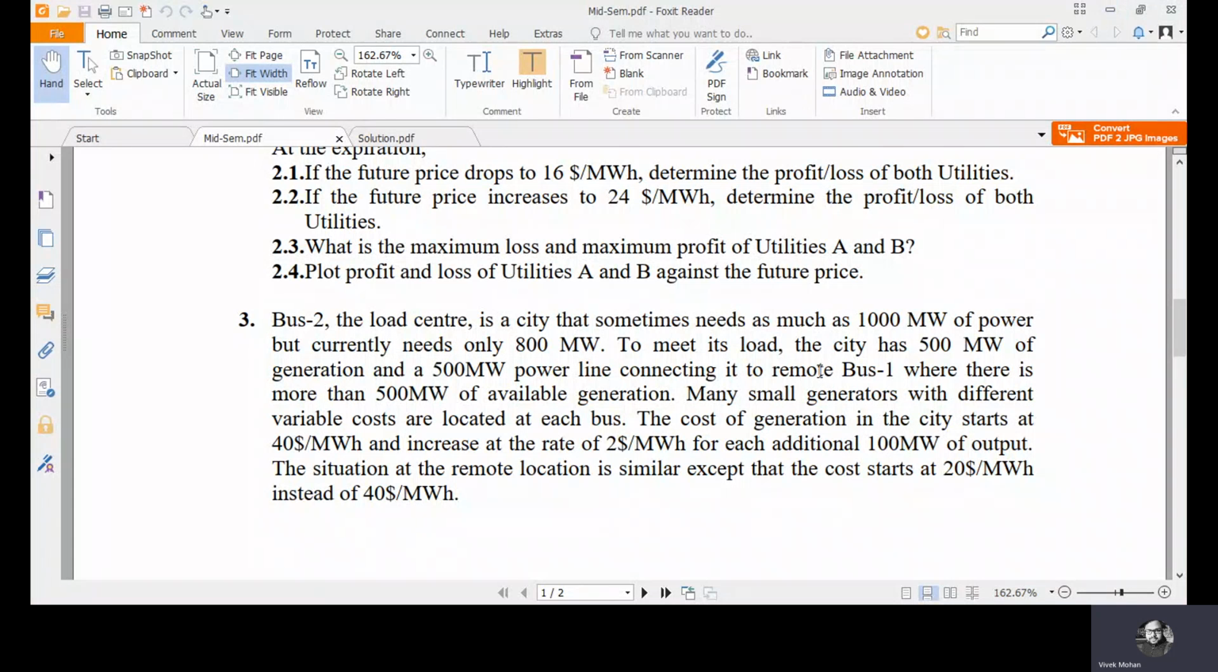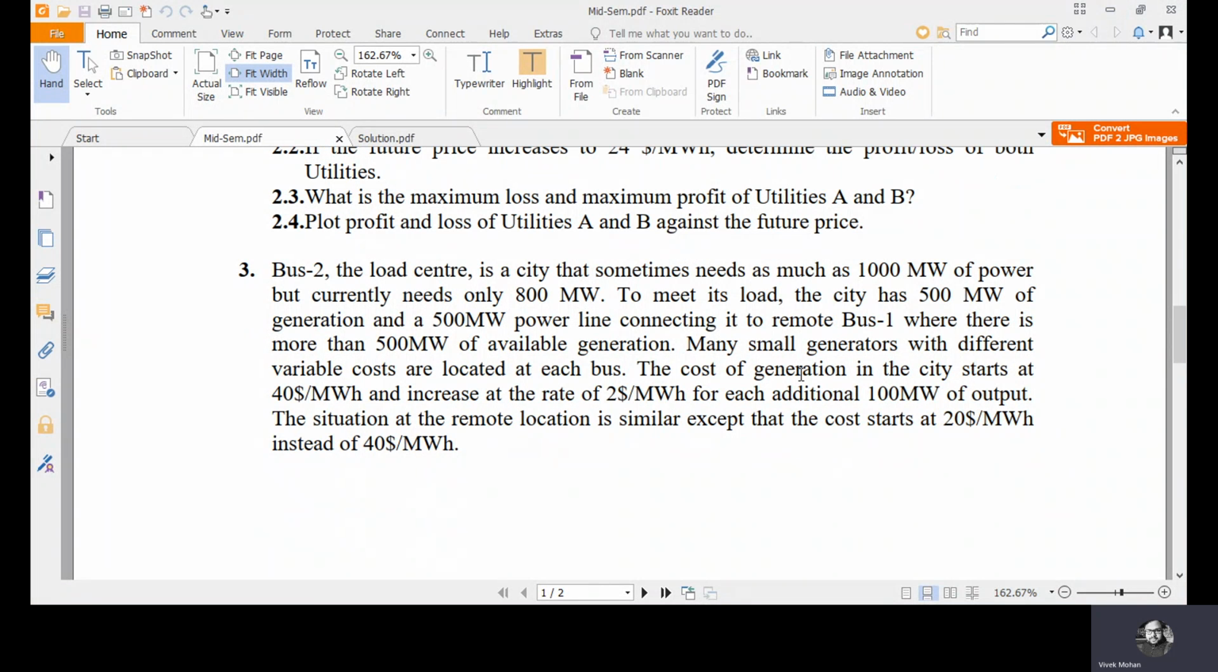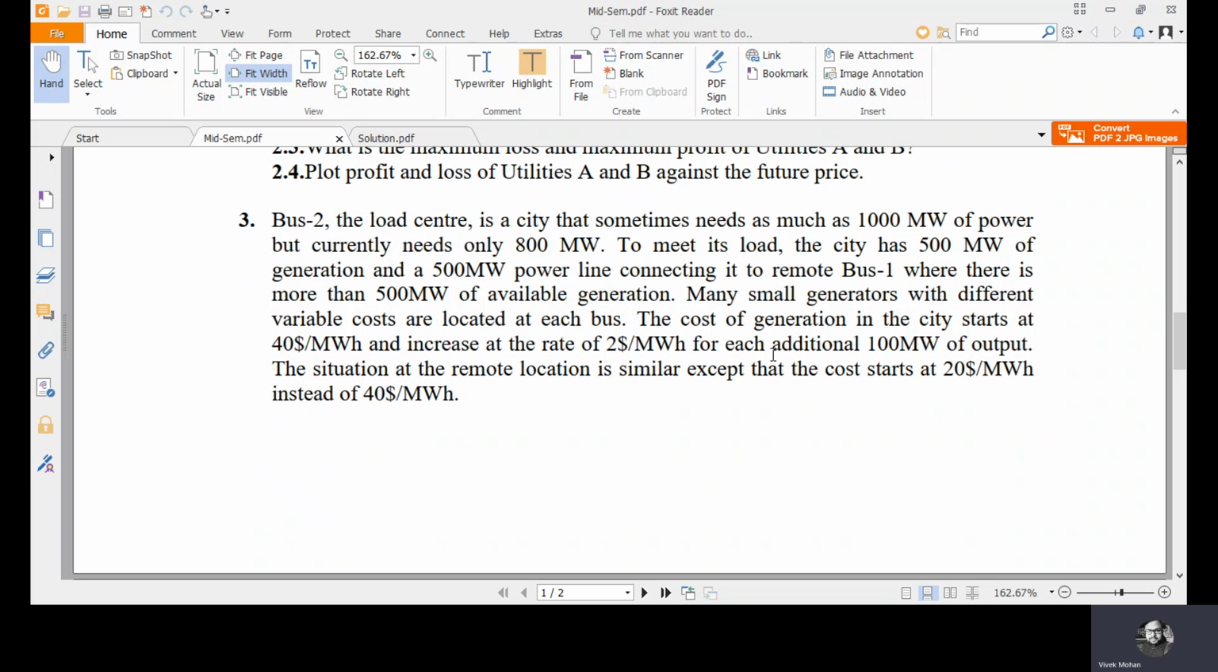Okay, now we'll discuss the solution for the third question in the mid-semester examination. Bus 2, the load center, is a city that sometimes needs as much as 1000 megawatts of power, but currently needs only 800 megawatts. To meet its load, the city has 500 megawatts of generation and a 500 megawatts power line connecting it to the remote bus 1, where there is more than 500 megawatts of available generation.